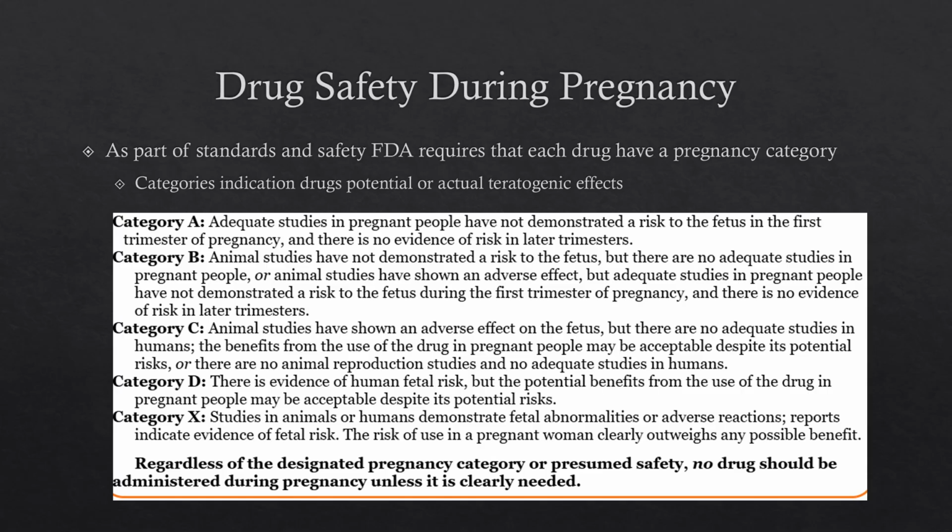Drug safety during pregnancy is also important. As part of a standard and safety of the FDA, it requires that each drug have a pregnancy category, and the categories indicate drugs' potential or actual teratogenic effects. So you have category A, B, C, and D, and then category X. So category X is the worst. So studies in animals and humans demonstrate fetal abnormalities and adverse effects.